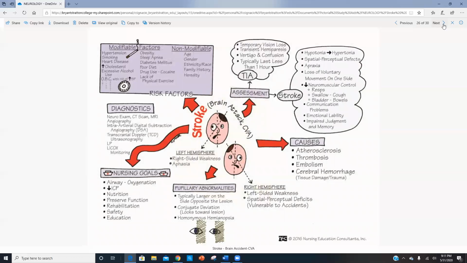All right, this slide speaks to stroke. We mentioned stroke before, and it has some non-modifiable factors and some modifiable factors, modifiable being things that the patient can control. Non-modifiable, they cannot control. For example, they cannot control their age, their gender, or their family history. This talks to your nursing goals: airway, decreasing intracranial pressure, nutrition, safety, and education. So all of those things are important.